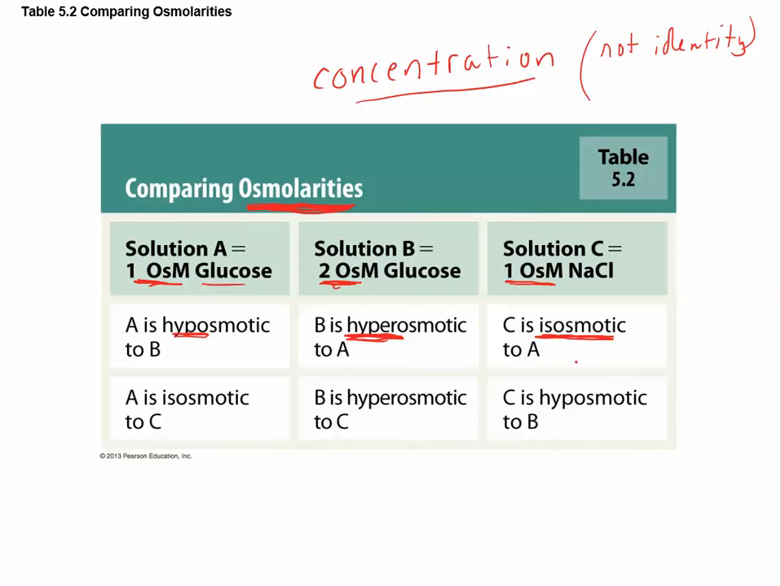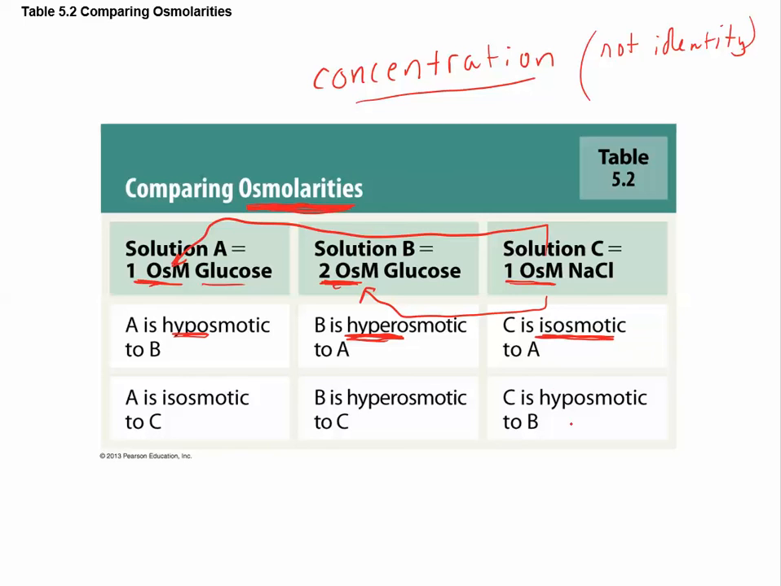Okay? So that means that these are the same concentration. C is going to be the same concentration as A. However, C is hypoosmotic to B because B has two. So it's more concentrated: two osmoles per liter, two osmolarity, osmolar. Lots of words for that. But this has two, so it's more highly concentrated than one.